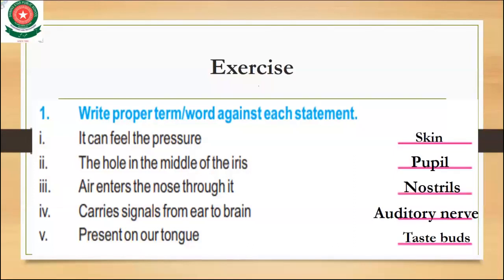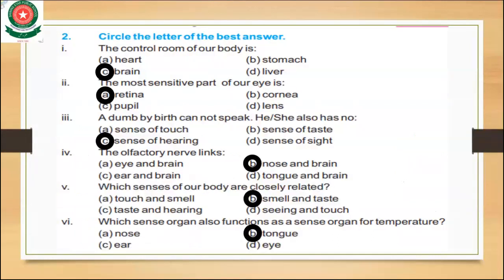Okay, note down question number 1. So come to question number 2. Circle the letter of the best answer. First is the control room of our body is: heart, stomach, liver, or brain. You know that the brain is the control room, it can control the overall body. So the first option is C, brain.